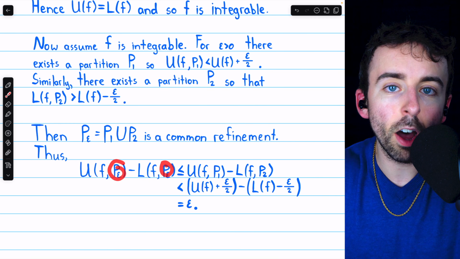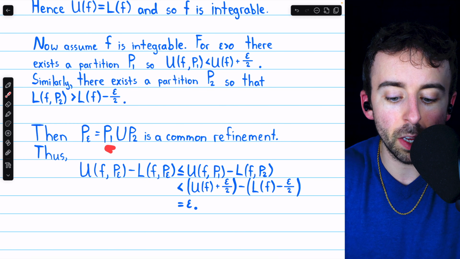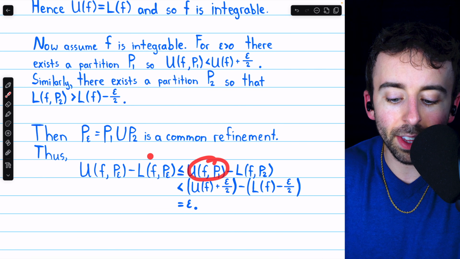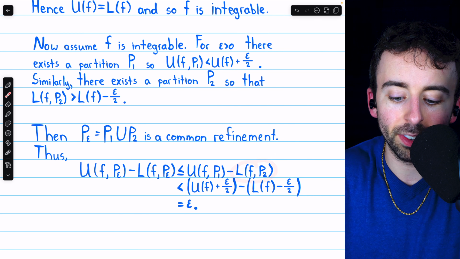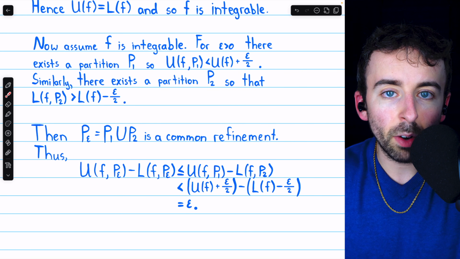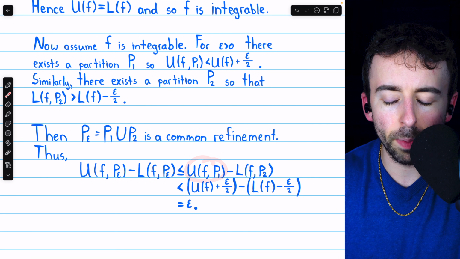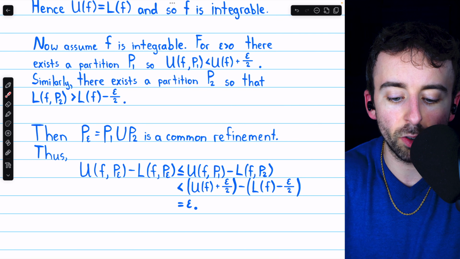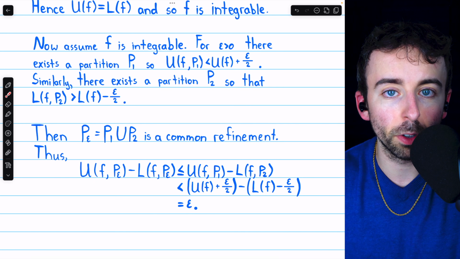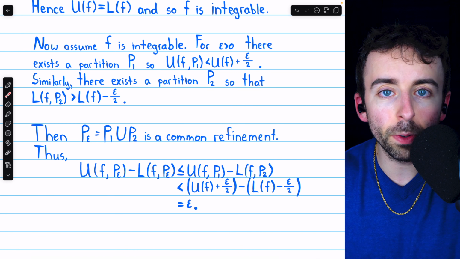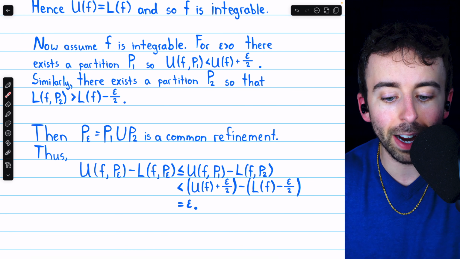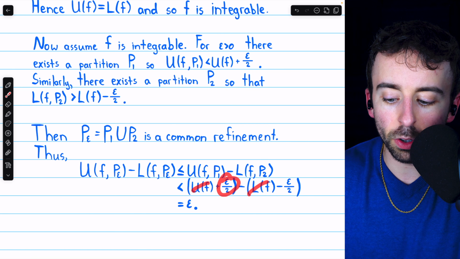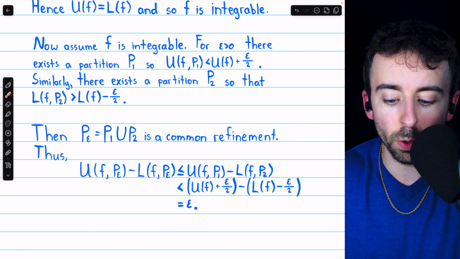Again, that's because P epsilon is a common refinement of those two partitions. It's a refinement of P1, and it's also a refinement of P2. So again, this upper sum, if anything, is smaller than this one, and this lower sum, if anything, is greater than this one. So this distance between them is less than or equal to this distance. Then we use the bounds we just established. This upper sum with respect to P1 is less than the upper integral plus epsilon over 2. And similarly with this lower sum, which is greater than the lower integral minus epsilon over 2. Then upper integral minus lower integral, those cancel out. Why? Well, because remember, the assumption for this direction is that f is integrable, so the upper and lower integrals are equal. So those cancel out. What's left is epsilon over 2 minus negative epsilon over 2. That's 2 epsilon over 2, which is just epsilon.